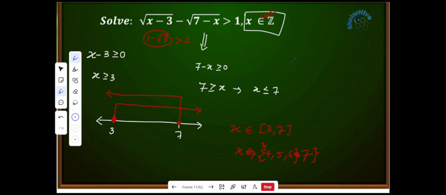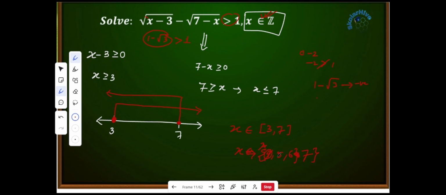If you just plug in over here, 3 minus 3 is 0, so this expression is 0. And here 7 minus 3 is 4, so root 4 is 2. So 0 minus 2 is minus 2, which is not greater than 1. So this is not possible. Same, you check for 4. So 4 minus 3 is 1, and here this is root 3. So 1 minus root 3. Root 3 is 1.732, so this is also negative, and this won't be bigger than 1. So this is also not possible.